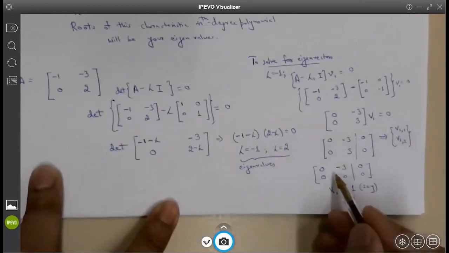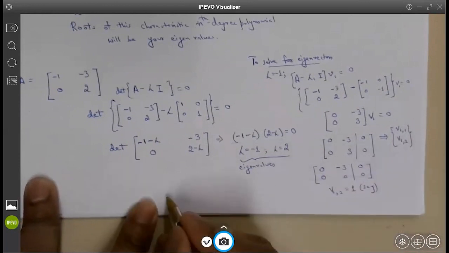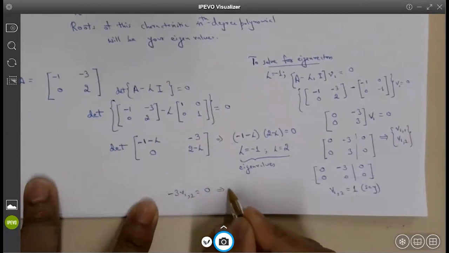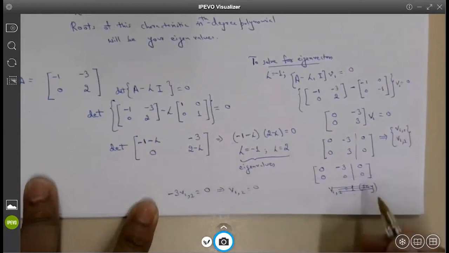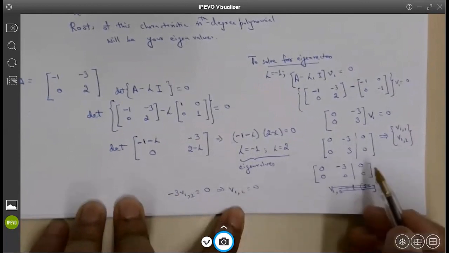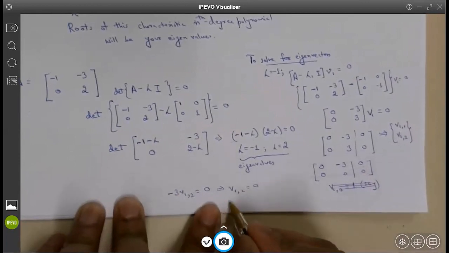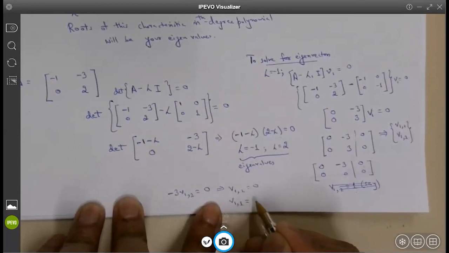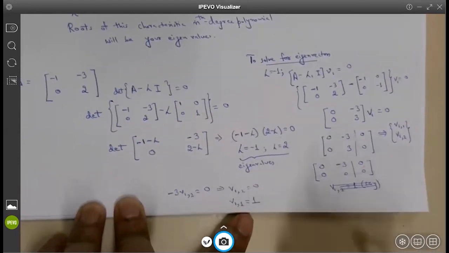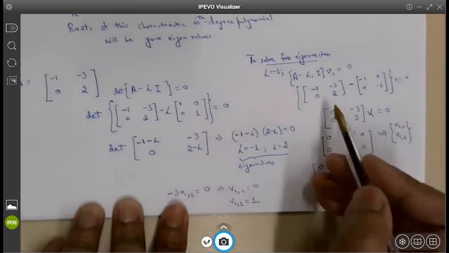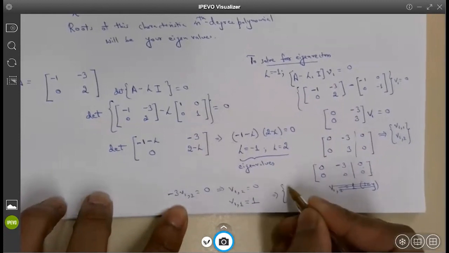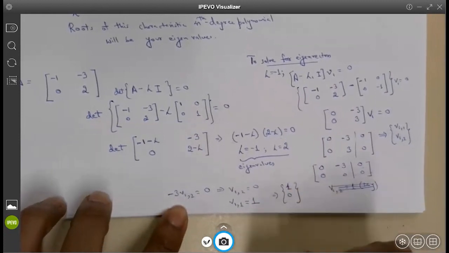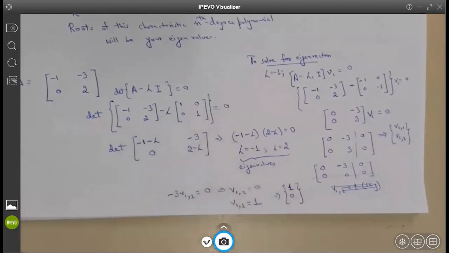Just give me a second. What if I write this equation back? I will get -3 V1,2 equals 0, so V1,2 is defined, and that is 0. The free variable is V1,1, which you can take as any number, which can be 1 or -1 based on your choice. So the eigenvector corresponding to lambda 1, where lambda is equal to -1, would be [1, 0]. Make sense?